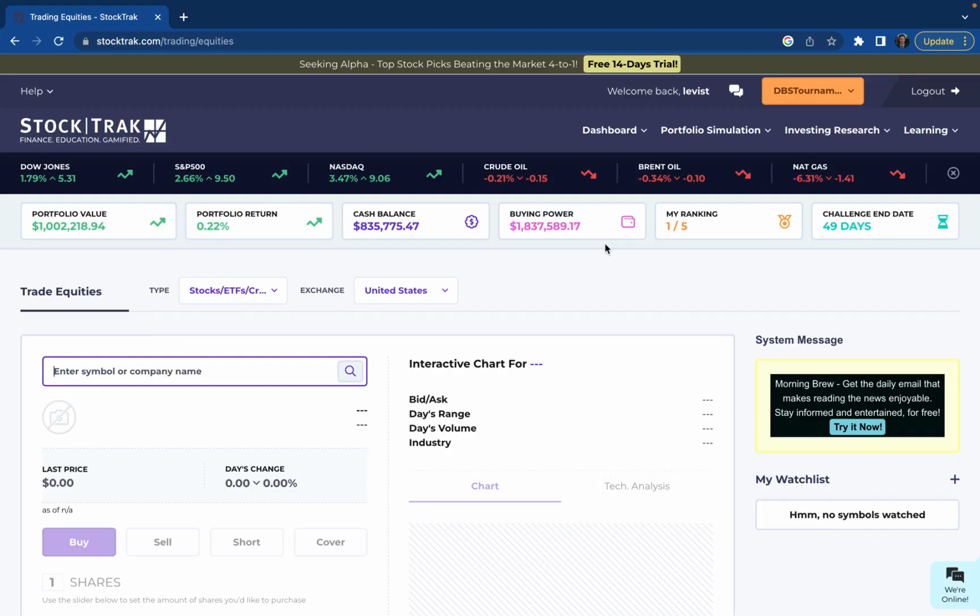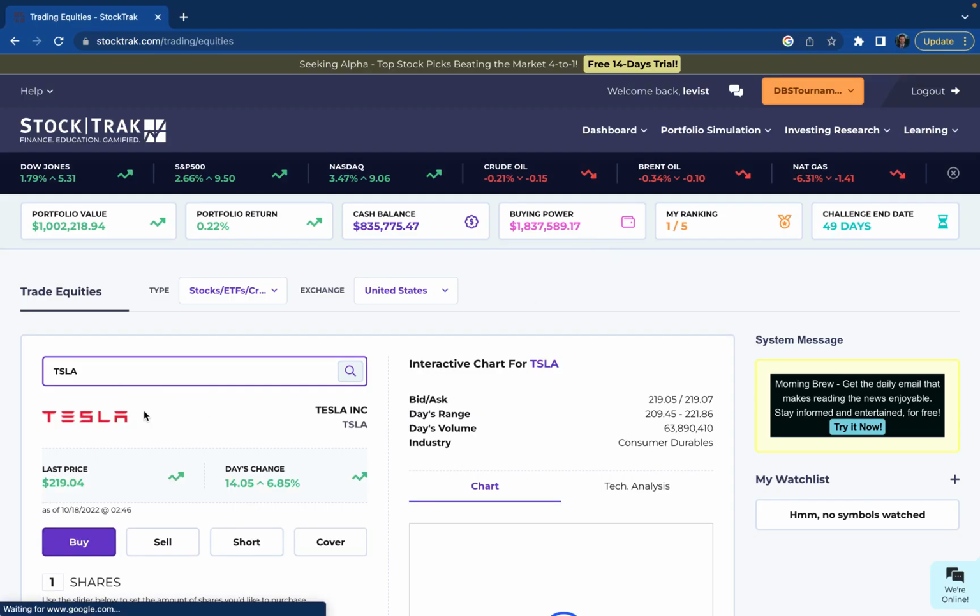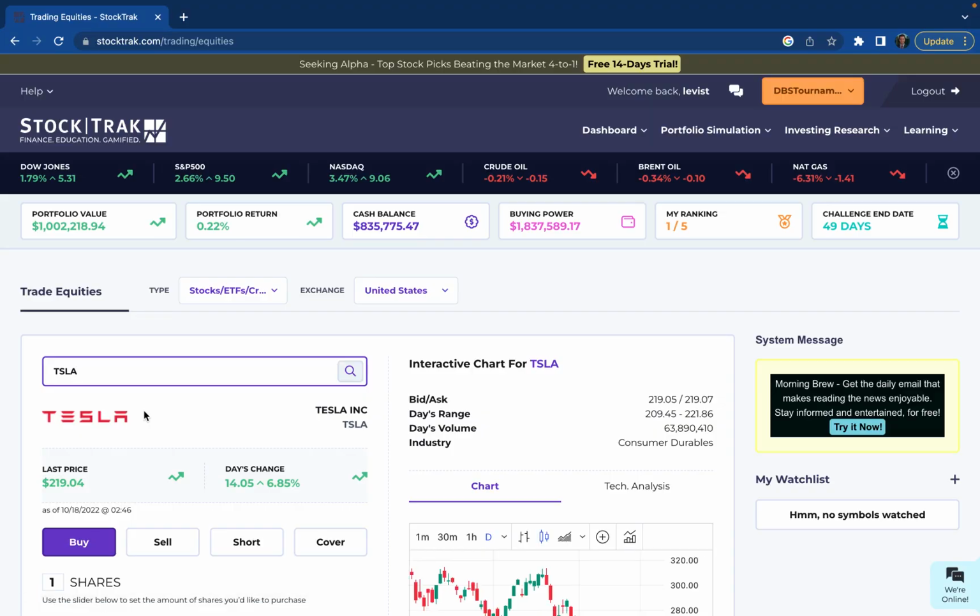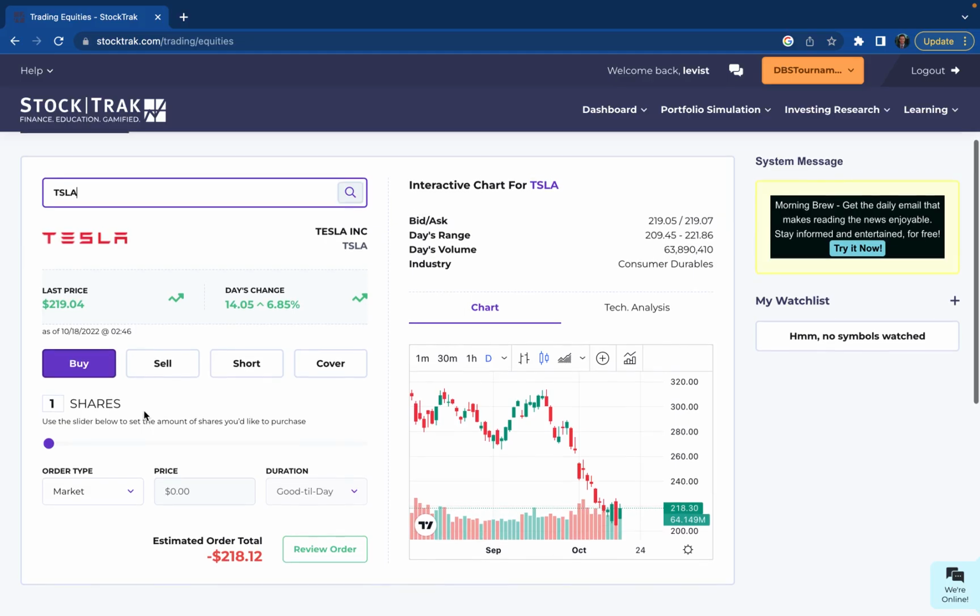So, the idea for using a limit buy order is to buy a stock when it's cheap. For instance, if you want to buy Tesla stock, but you think right now it's too expensive, then you might use a limit buy order to purchase Tesla at the price that you think is a good deal. So if the current price is $219 and you think Tesla is a good deal at $200, then you would select a limit order, buy, and set your price at $200.